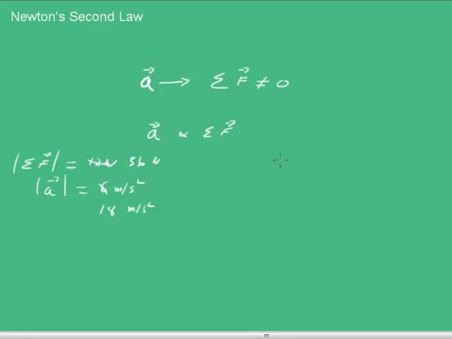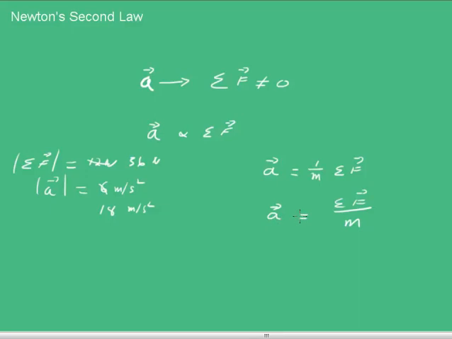Now, you all know that all proportionalities can be expressed as an equality by multiplying by some constant times the net force. Question is, what is that constant? The constant is the reciprocal of the mass. So we can say that the acceleration is going to be equal to the net force divided by the mass.